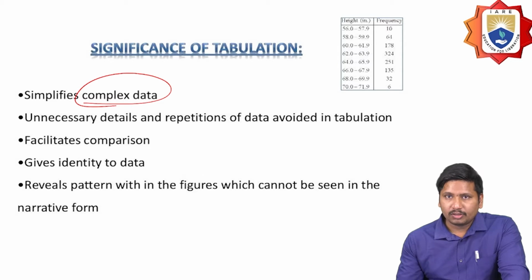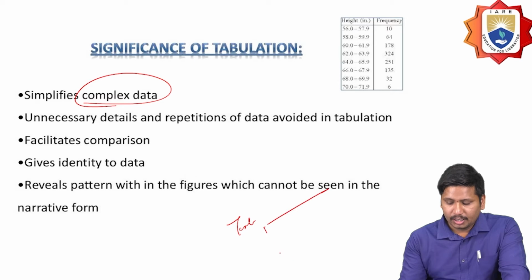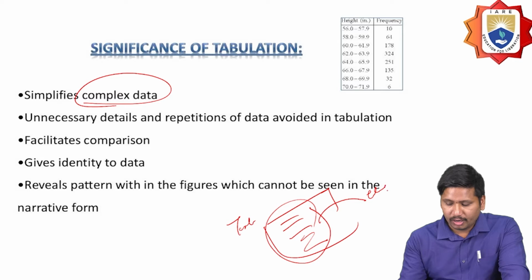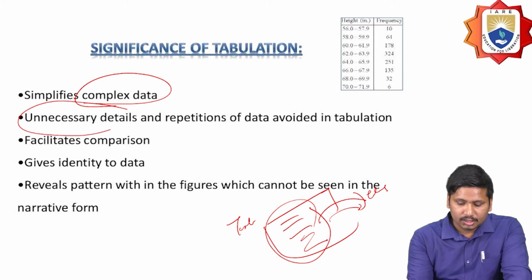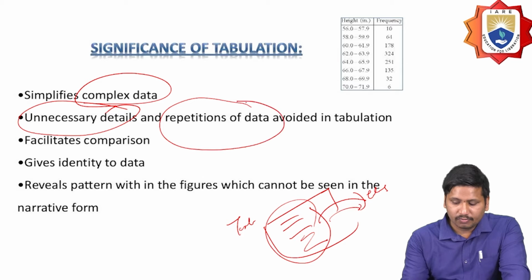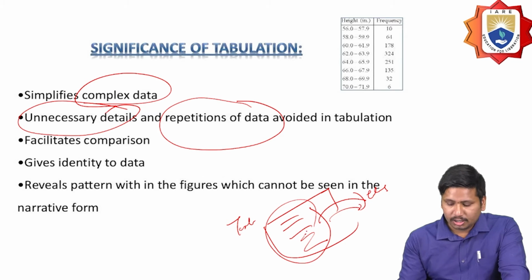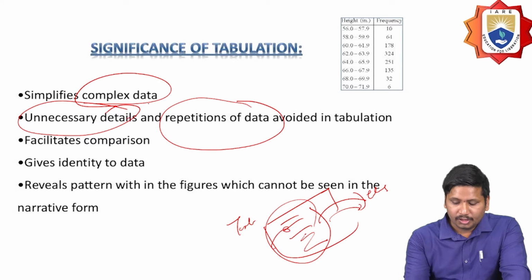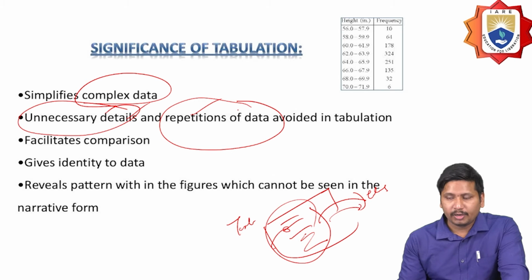So it simplifies the complex data, and unnecessary details and repetition of the data are avoided in tabulation, right? Normally you get the data in the form of text, and this text is represented in the form of a table. While converting the text into tabular form, the unnecessary details and repetitions of the data that are there in the text are eliminated by making use of tabulation.